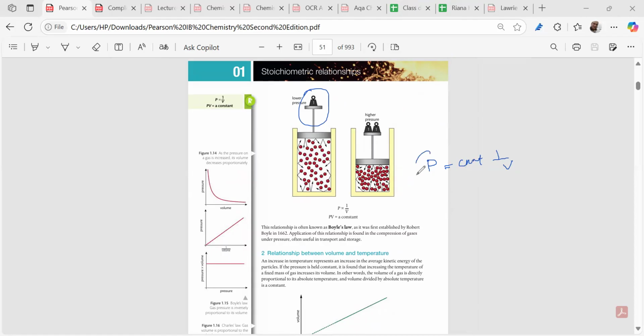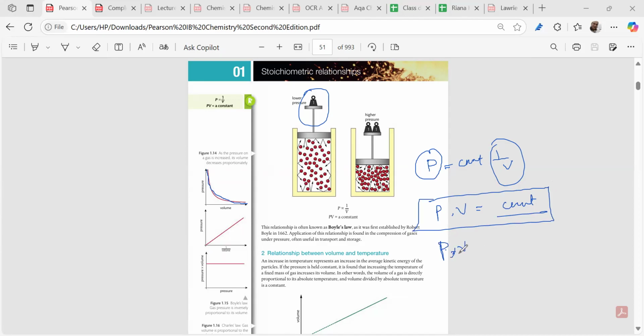So if I plot P versus 1 by V, you'll get a straight line like this. Agreed? Now if I plot pressure with volume, it is inversely proportional, so we'll get a graph like this. Now suppose I plot pressure times volume equal to a constant. This I can rearrange. If I plot pressure multiplied by volume versus volume or pressure, we'll get a straight line. Understood? Clear?